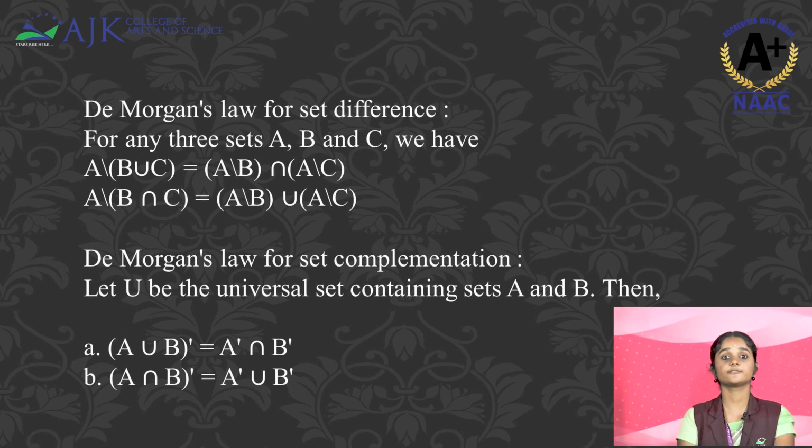Now let us see another property, De Morgan's law for complementation. Let U be a universal set containing sets A and B. Then A union B the whole dash equals A dash intersection B dash. And the second is A intersection B the whole dash equals A dash union B dash. In the first property, in the LHS part we are using union, and in the RHS part we are using intersection. In the second law, we are using intersection in the LHS part, and in the RHS part we are using union. So De Morgan's law for set difference and for complementation is a very important topic in set theory.